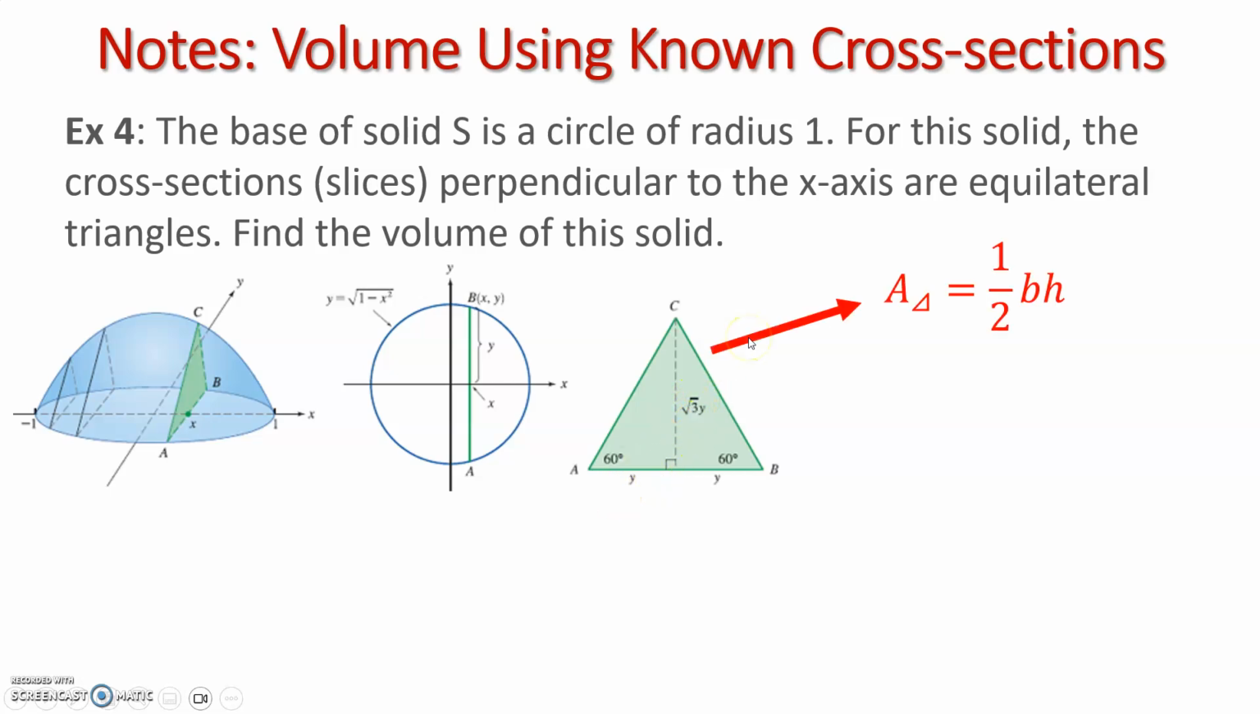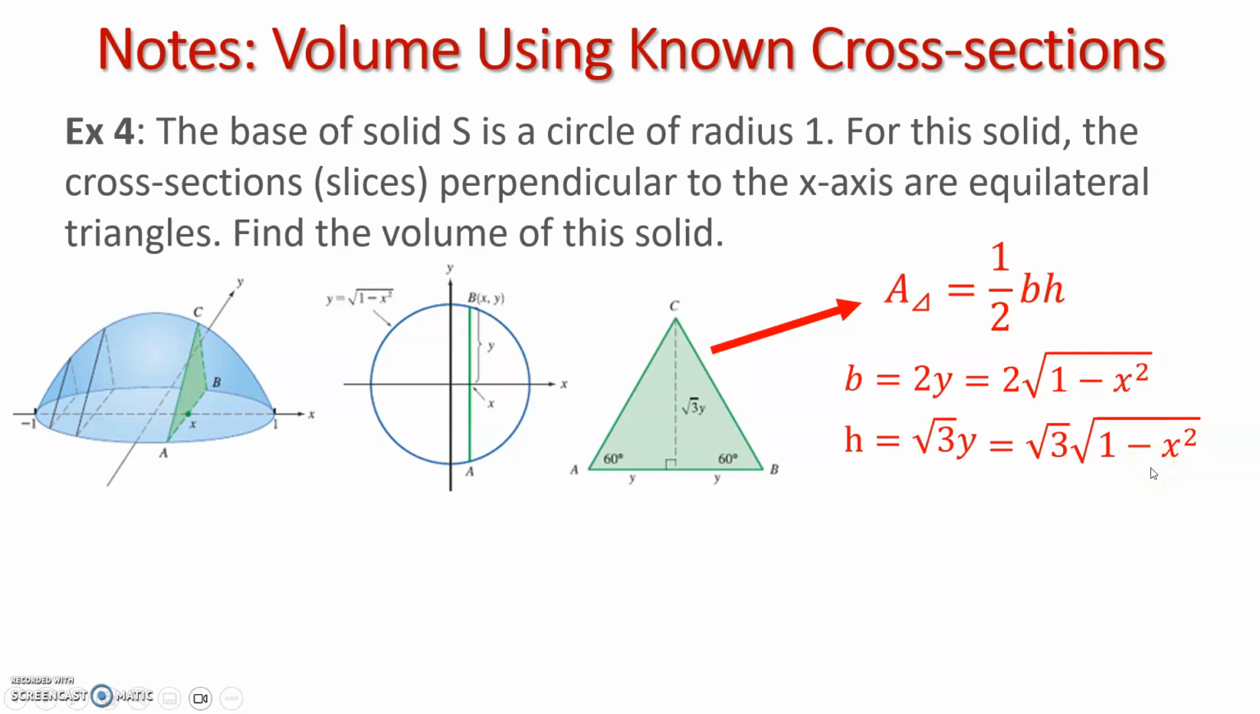So we would like to find the area of the cross-section. We know the area of a triangle is 1/2 base times height. We know that the base of this triangle, right here, is just 2y. And we know the height of this triangle is root 3 y. Now, we would like these formulas to both be in terms of x. So skipping some of the math that was done on the previous problems, we know that y, using that sample triangle here, is just the square root of 1 minus x squared. So the base is just 2 times the square root of 1 minus x squared, and the height is just root 3 times the square root of 1 minus x squared.